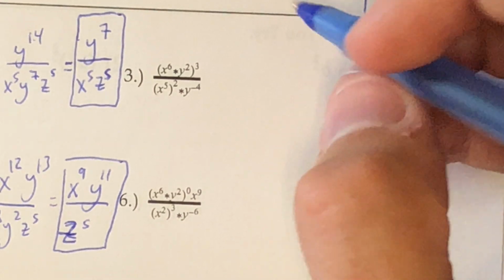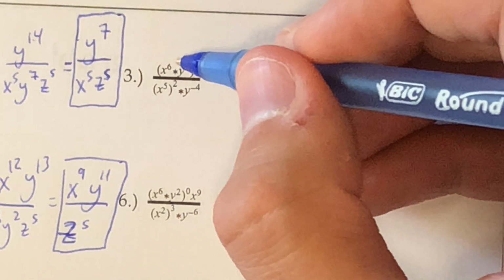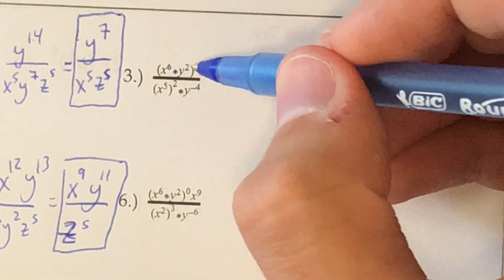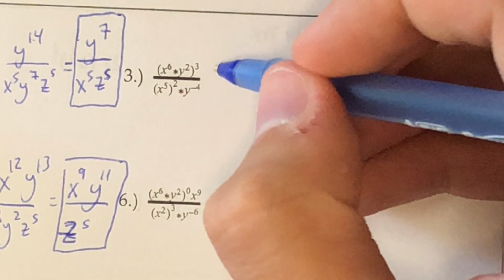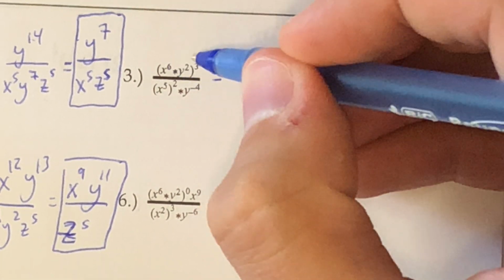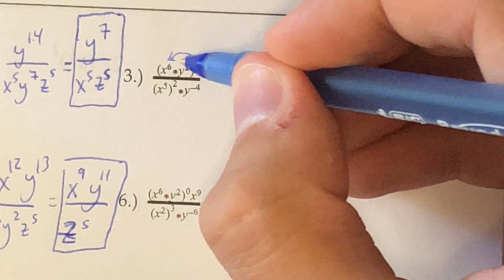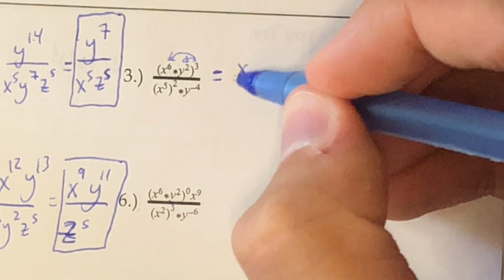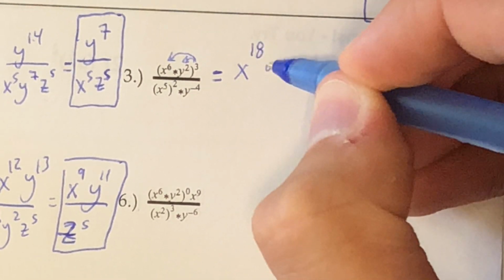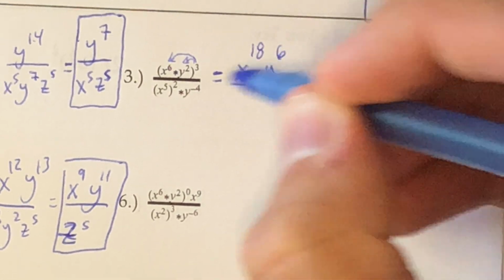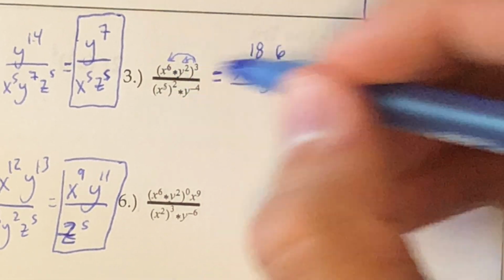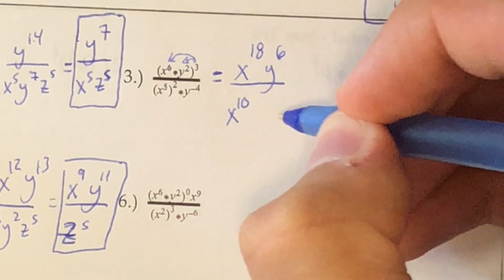All right, just 2 more here. So for number 3, up top we have x to the 6th y squared. So since they're multiplied, we're just going to kind of distribute that 3 to each. So 6 times 3 is 18. 2 times 3 is 6. And then down below, x to the 5th squared. 5 times 2 is 10.